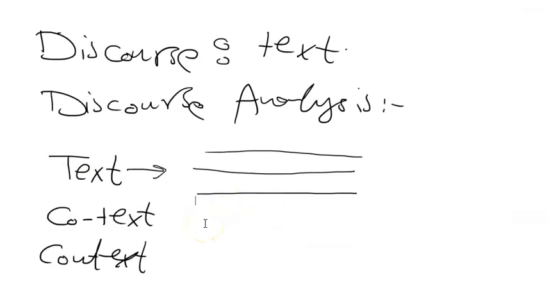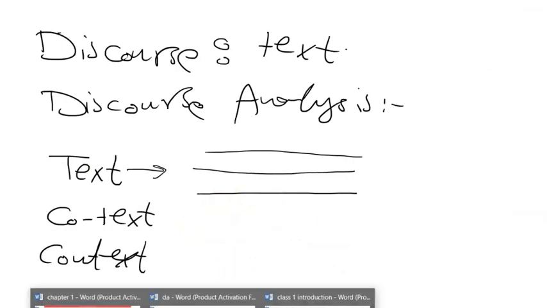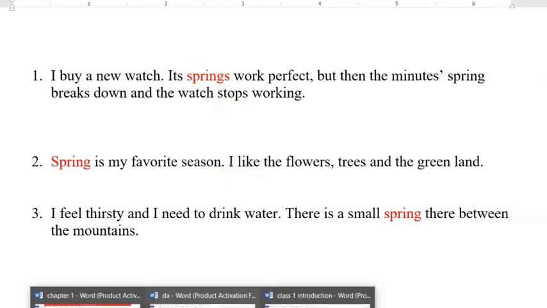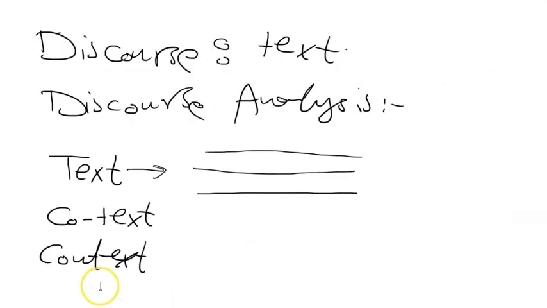So once I say text, what I mean is the sentences themselves, the words themselves, the language itself. Co-text means the surrounding words and expressions of one particular word or vocabulary that will lead me to the meaning of that word. Now let's go ahead with the word context.